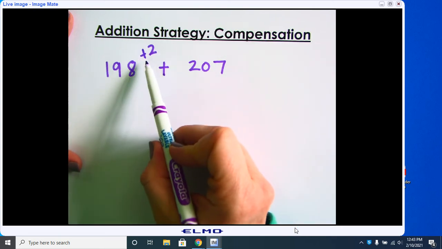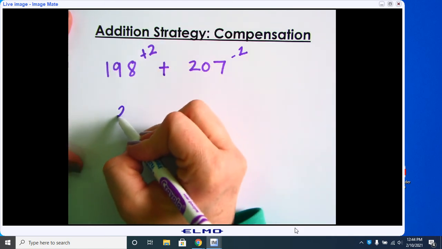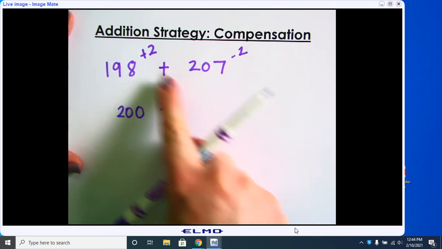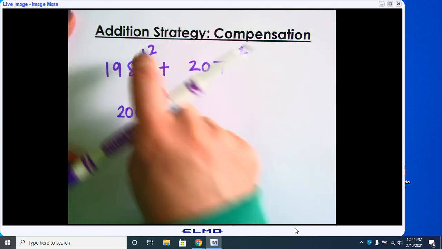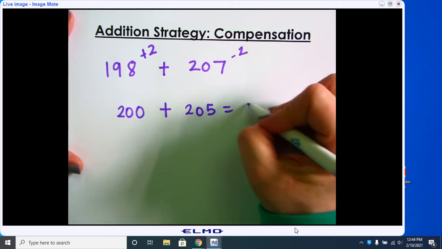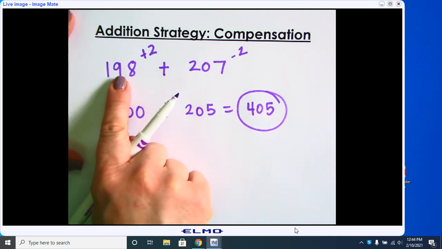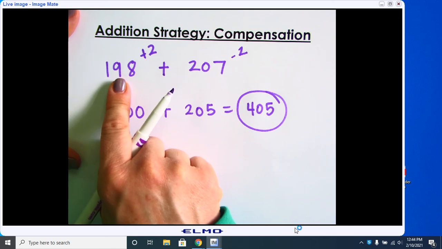Compensation, I add to one number by taking from another. So 198 plus 2 is 200. I got that 2 from this; I just borrowed it and put it over here. So this is 205. 200 plus 205 is 405. Okay, see how fast and easy that is? This is the best strategy, first of all, if you understand it, and second of all, if you have a number that's almost to a full 100.